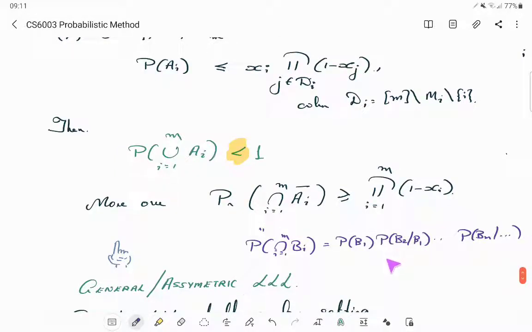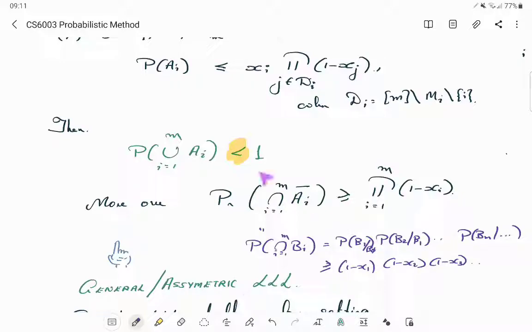So these are all lower bounded by 1 minus x2, 1 minus x3, etc. And what happens to p of b1? That is just conditioning on the empty set if I want, so that also I can lower bound by 1 minus x1. So that will give you this expression.